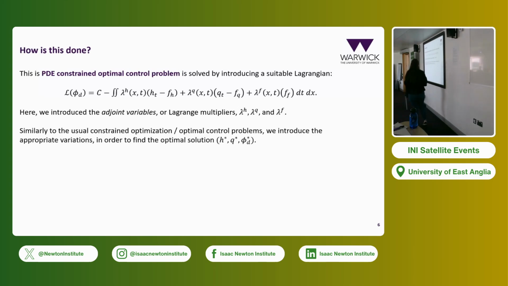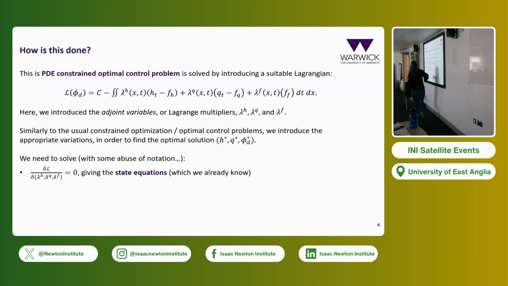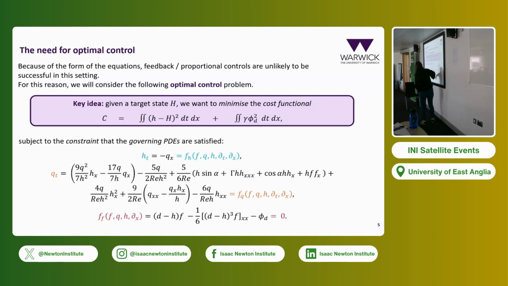There you go. Similarly to before, you want to take derivatives or variations, because we're in a functional analysis setting. You take variations of this big function with respect to the three things that we care about: the height, the flux, and the control, so f as well. And this gives us, with some abuse of notation, the equations that we need. If you take variations with respect to the Lagrange multipliers for each of them, you get the state equations. So if you take derivatives with respect to lambda f, you get this, and if you take the derivative with respect to lambda q, you get this, etc.